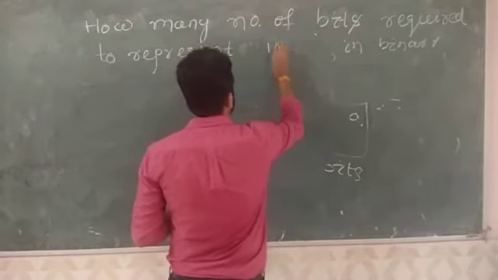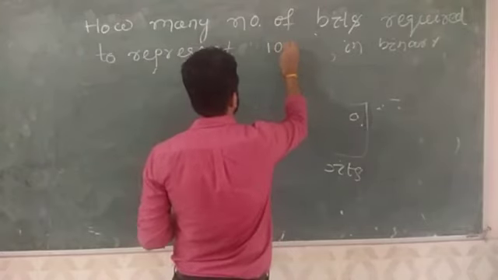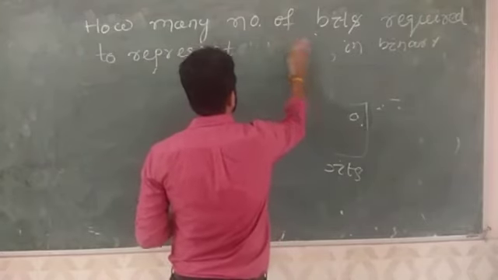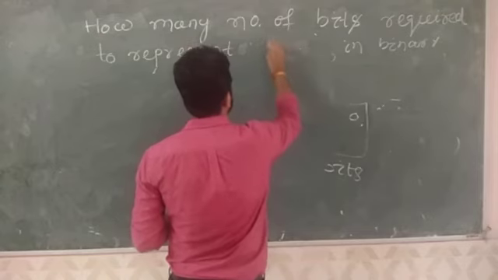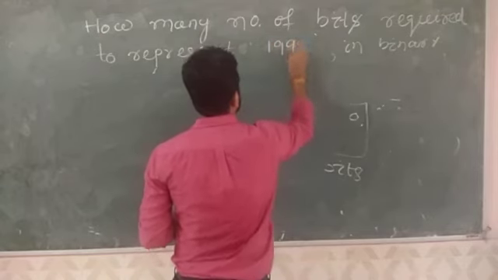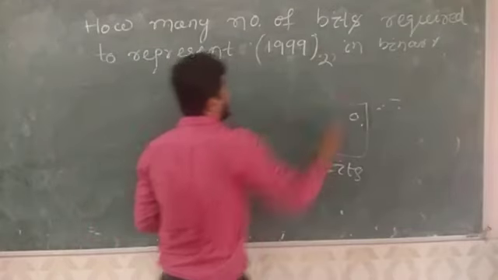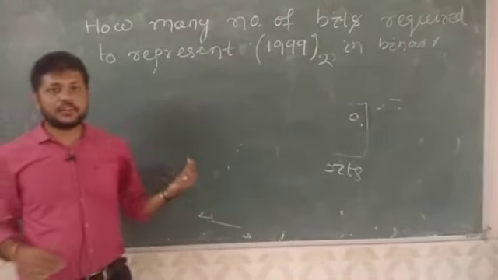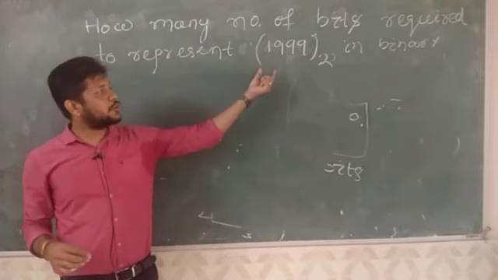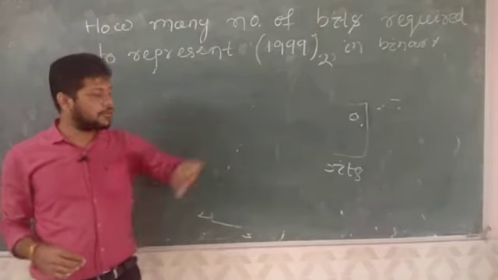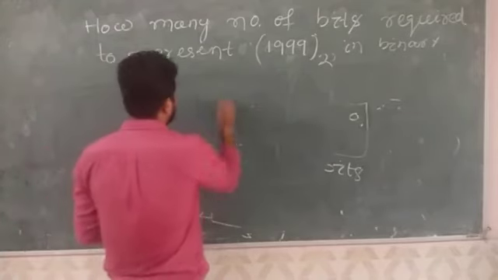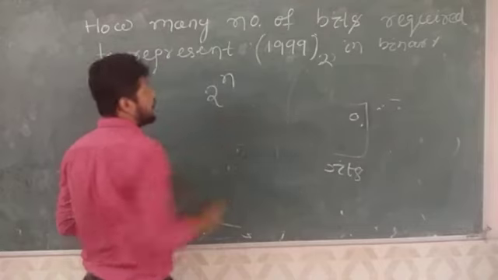So next question is 10. Suppose this is the number 1999, and you need to calculate the number of bits required to convert this 1999 into binary. So how to convert? How many bits are required?